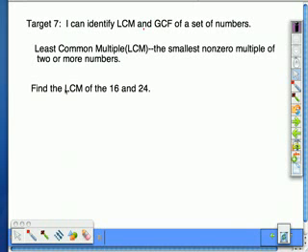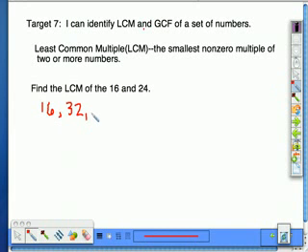If we look at 16 and 24, there are two different ways we can do this. We can list all of the multiples of 16 and list all of the multiples of 24 until we find the first one they have in common. So 16 times 1 is 16. 16 times 2 is 32. 16 times 3 is 48. 16 times 4 is 64. And I could keep going on.